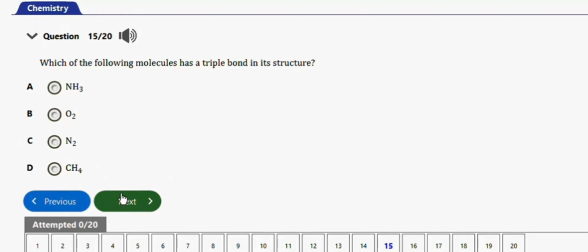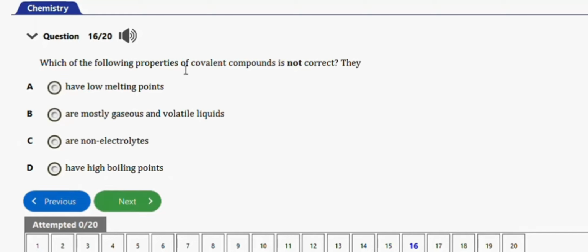The next question is this one. It says which of the following properties of covalent compounds is not correct. They have low melting points, yes. Are mostly gaseous and volatile liquids, yes. Are non-electrolytes, yes. Have high boiling points, no. So covalent compounds don't have high boiling points. The right answer is option D.